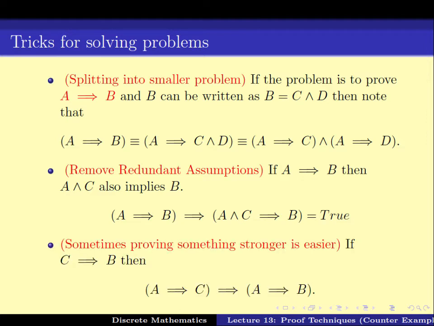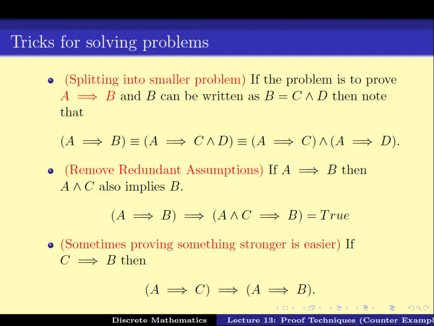The third part was that sometimes proving something stronger is easier. So while we might have C implies B and we have to prove A implies B, it might be easier to prove A implies C instead, which would be a harder problem in itself, but might be easier to prove. So in that case, making the problem harder can make our life of getting a proof easier.